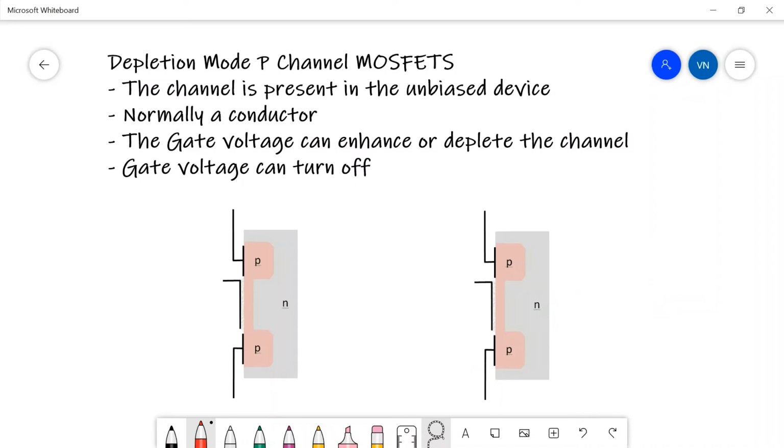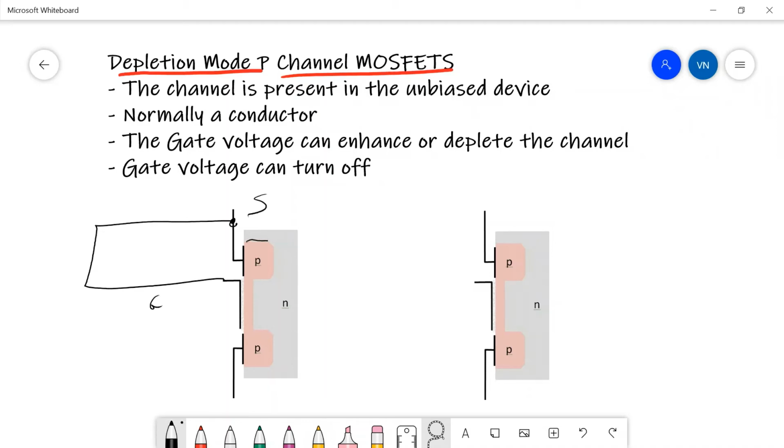And there are also depletion mode P-channel MOSFETs. These are depletion mode devices, which means the channel is present in the unbiased device. If I apply 0 volts to the gate, if I short the gate to the source, I will have a channel which is embedded into the part at manufacture, and I will get current flowing through that channel from source down to drain.